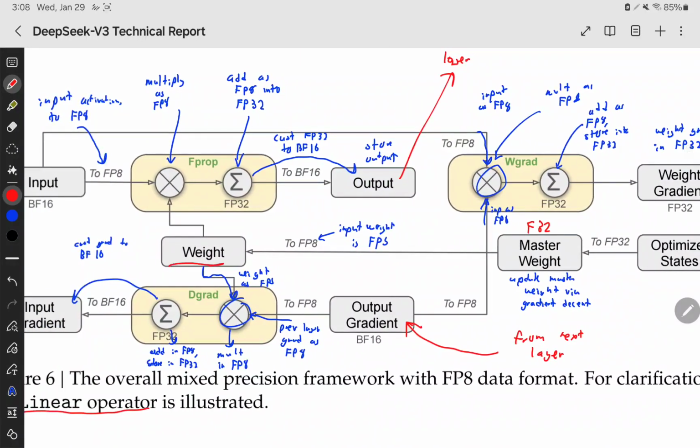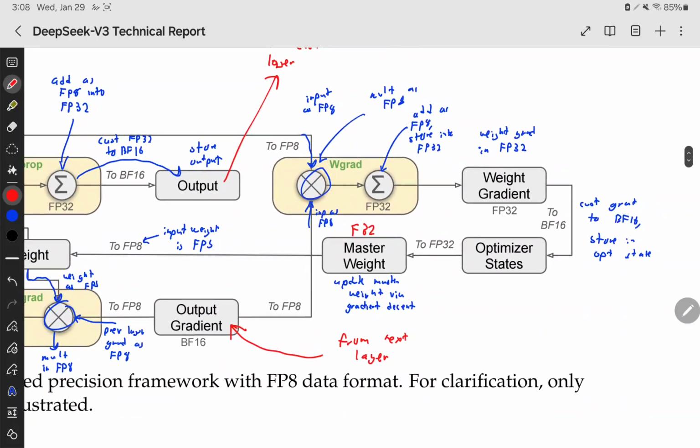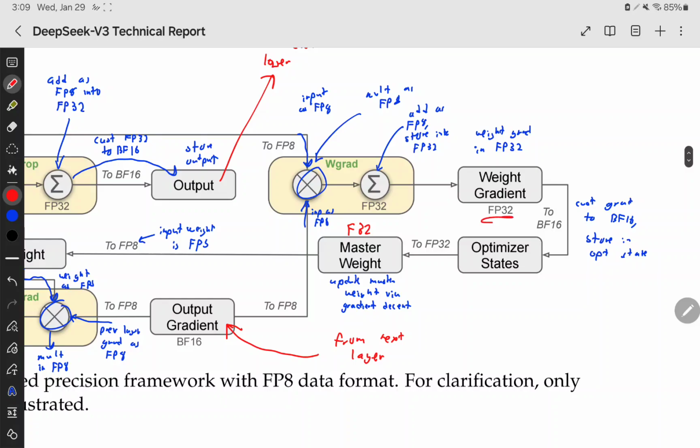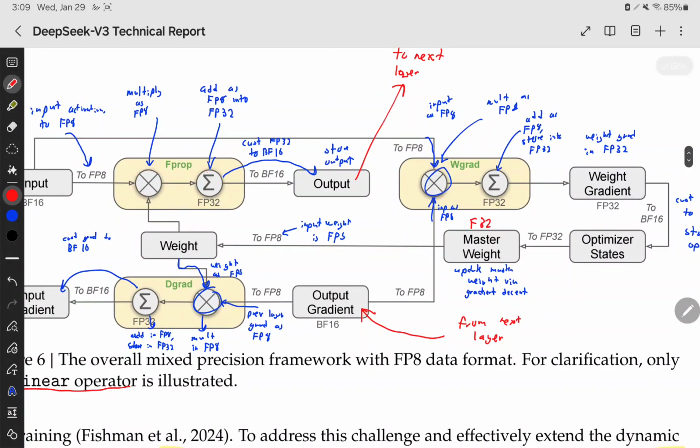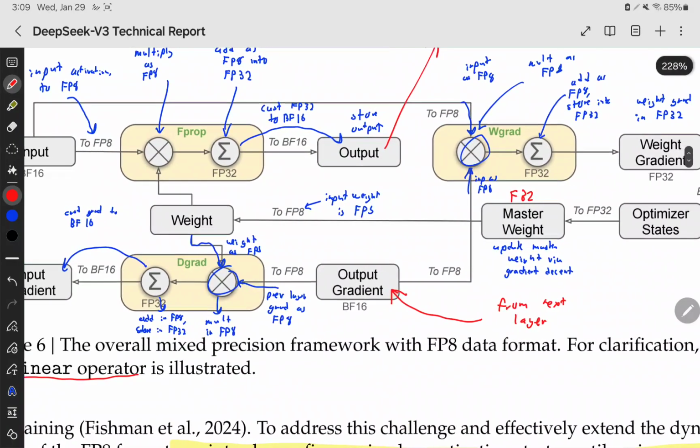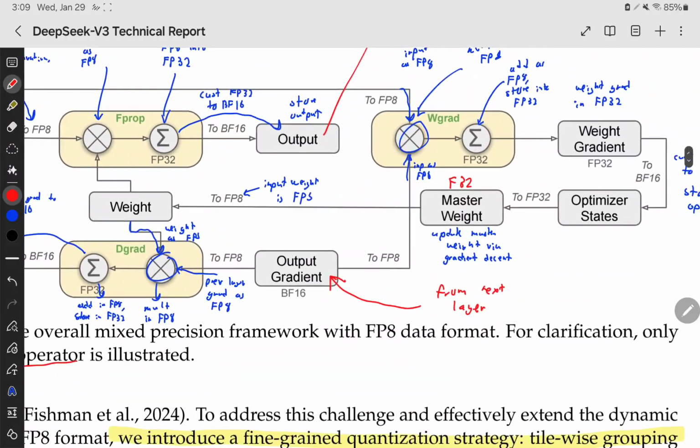Wait, did I say you take your weight? No, you take your gradient, not your weight. Yeah, you take your gradient and you take your input here. You do the scalar multiplication in floating point 8, and you sum exactly the same, where you do a sum in floating point 8, and you throw that into a floating point 32 bin, and you get your weight gradient. Your weight gradient is in floating point 32. You then cast it, and you update your optimizer states, which then update your master weight. So same idea: doing the operations in floating point 8, casting to floating point 32 to store them, and casting back to floating point 16 because that's what you do your operations in.